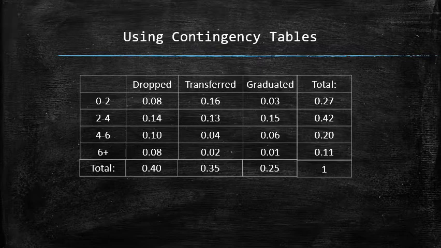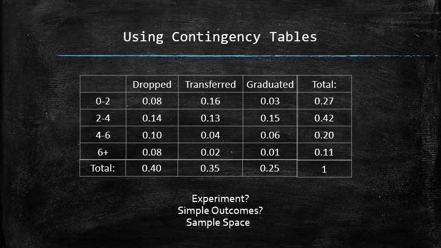So the question that we need to answer next is, what is the experiment? What are the simple outcomes? And what is the sample space? And finally, what kind of events can we find the probabilities of when such a contingency table is given?